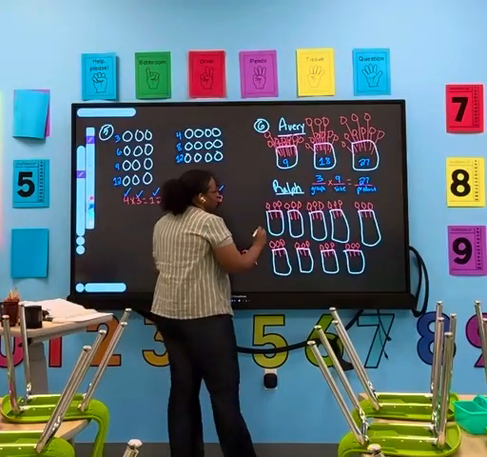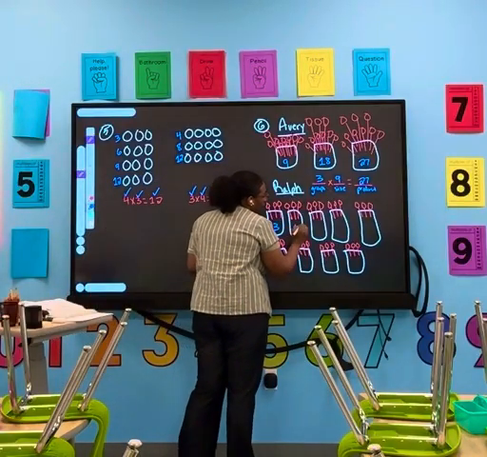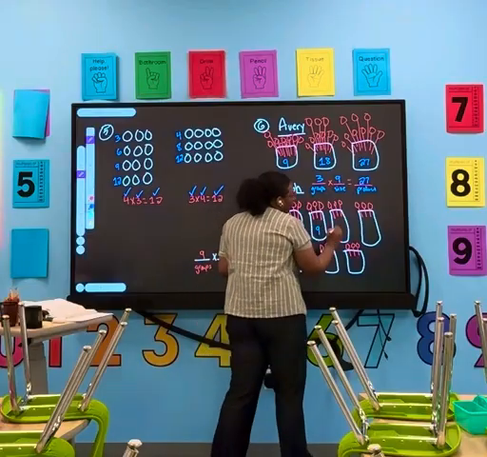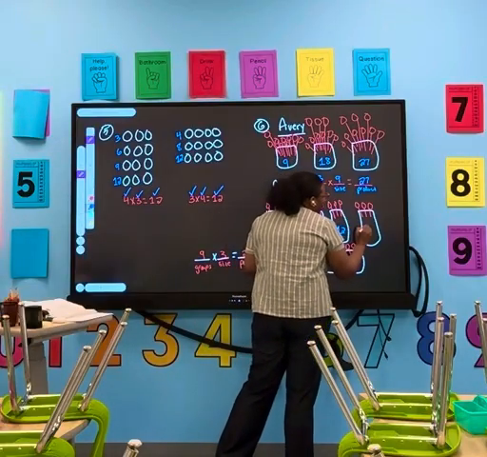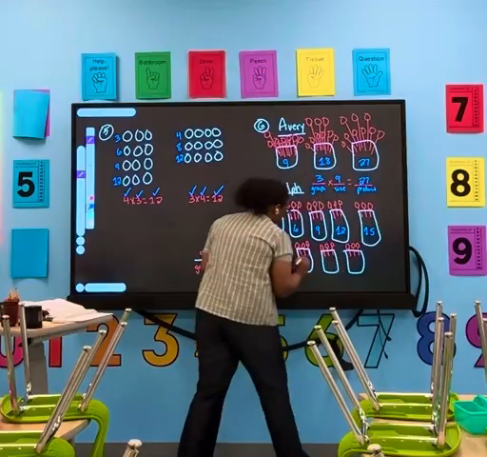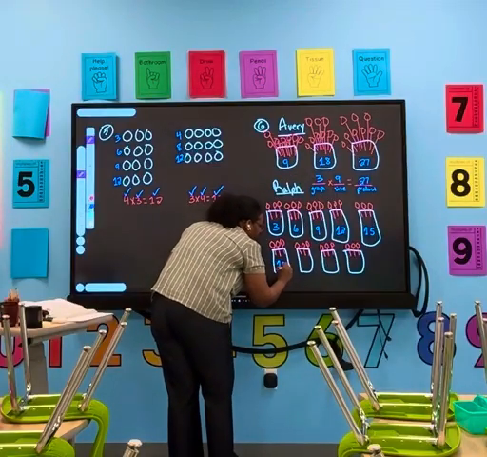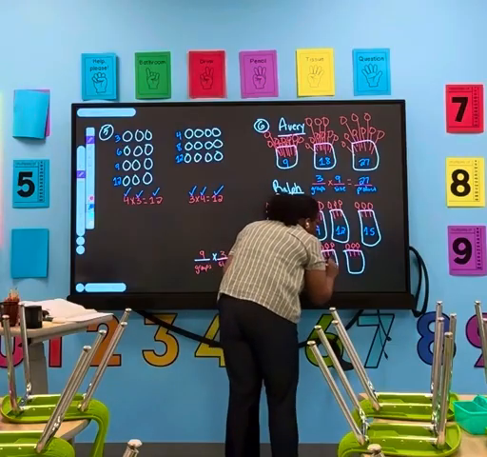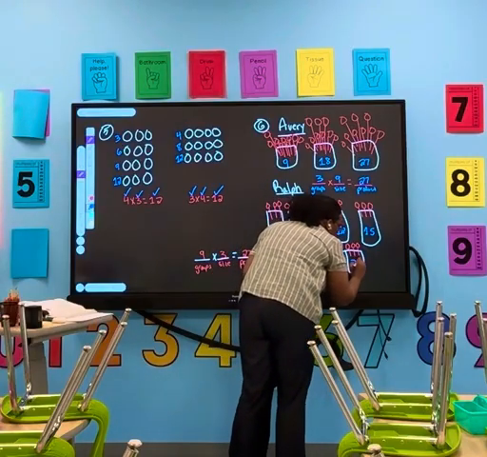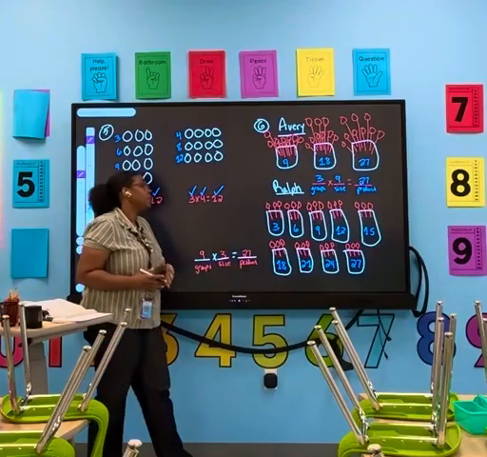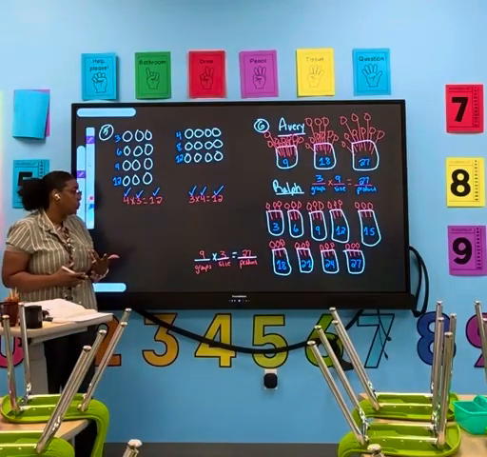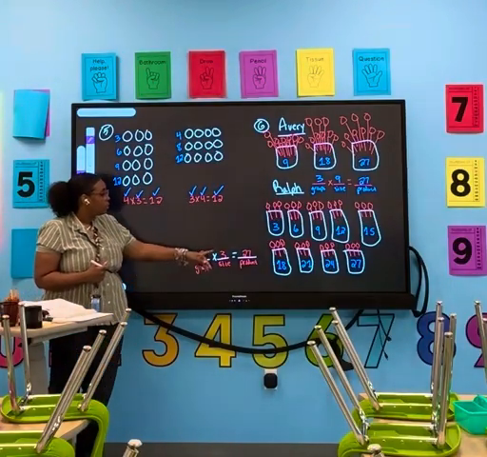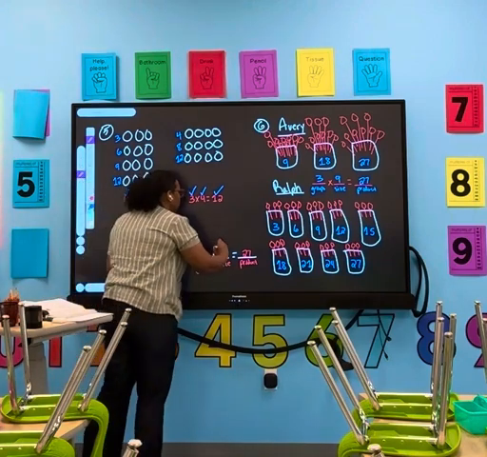So this is going to be 3, 6, 9, 12, 15, 18, 21, 24, 27. So when I did my skip count, I did get 27. So that means 3 would be correct.